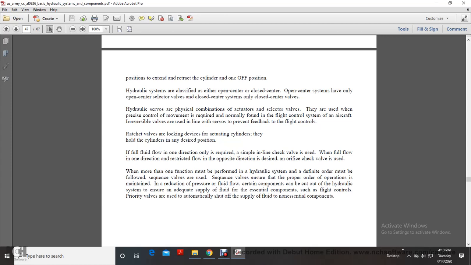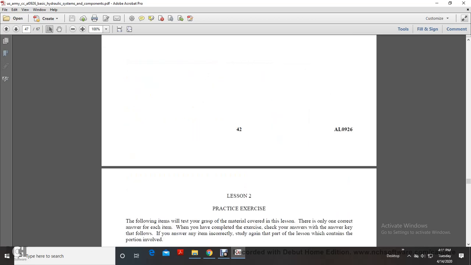When more than one function must be performed, the hydraulic system must follow a definite order. Sequence valves are used. Sequence valves ensure the proper order of operation is maintained with the reduction of pressure fluid flow. Certain components can be cut out of the hydraulic system to ensure the adequate supply of fluid to essential components such as flight controls. Priority valves are used to automatically shut off the supply of fluid to non-essential components.